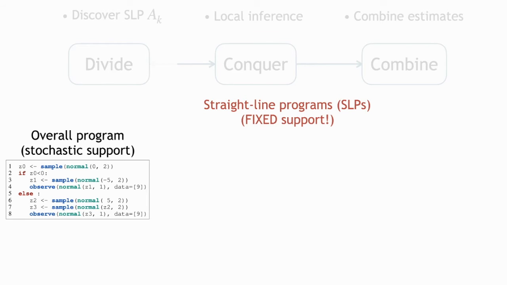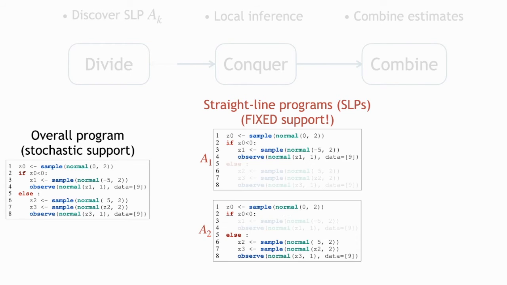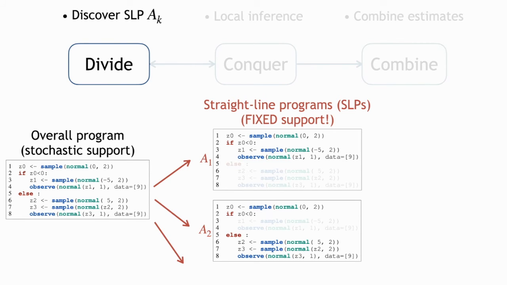Intuitively, a straight line program is a part of a program following a specific path. For example, we have 2 straight line programs, A1 and A2, in the branching example as we have seen before. The first component of DCC, divide, is responsible for dividing the overall program into multiple straight line programs with unique paths. We can think of dividing the branching model program into true branch and false branch, or dividing the earlier open mixture model into submodels with fixed k. Breaking the problem up makes an easier inference problem later.